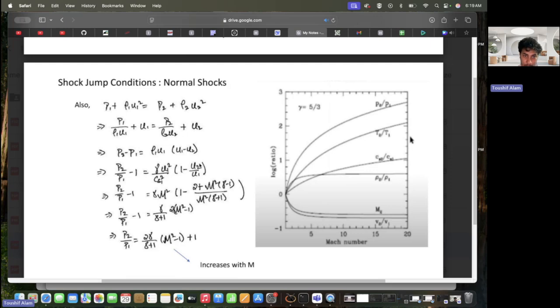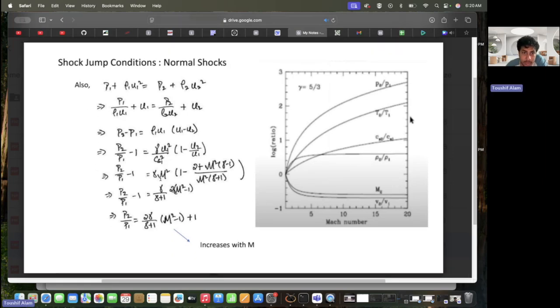Because rho 1 is, so u1 is common, so u1 squared. And rho 1 is gamma P1 by cs1 squared, where cs1 squared is gamma P by rho, right? And we have P1 common here, so rho 1 by P1. So we have this. The simple calculation you can do; I think you should do it as your homework.